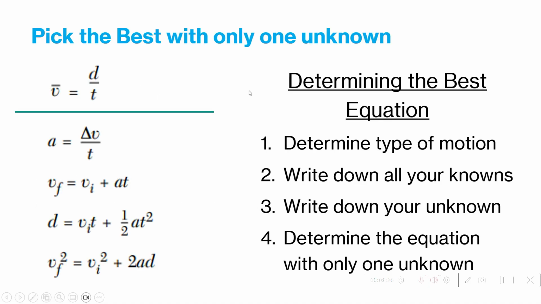So when we're determining what to do, we need to think about picking the best equation with only one unknown. The steps are: determine the type of motion. Remember, we've talked about the 3 types of motion: rest, constant velocity, and constant acceleration. So we determine the type of motion, then write down all your knowns, write down your unknown, and then determine the equation with only one unknown.